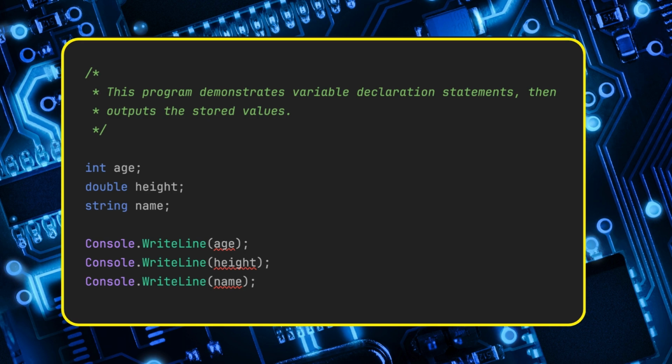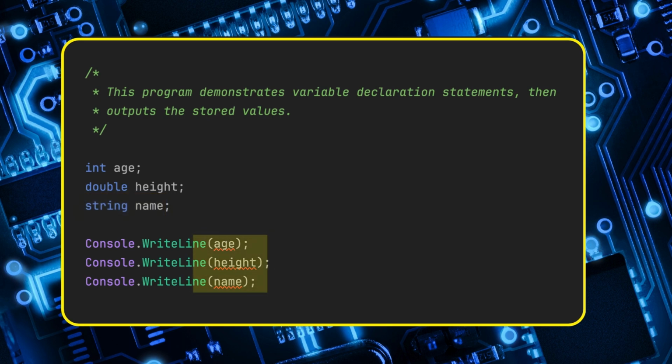Here's an example of a program that declares three variables. Since a person's age is generally a whole number, we'll use an int for that. For height, we're going to use a double. In this program, we're thinking of height as being in inches. And finally, we have a variable for a name, and that's a string since it's a collection of characters.